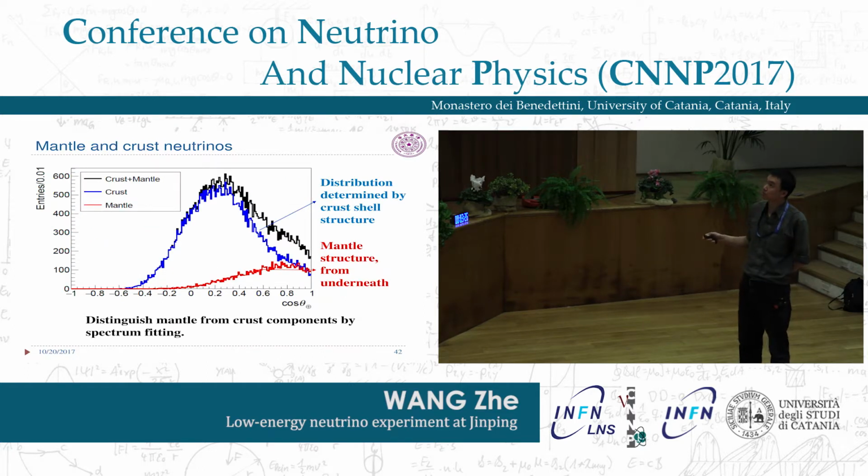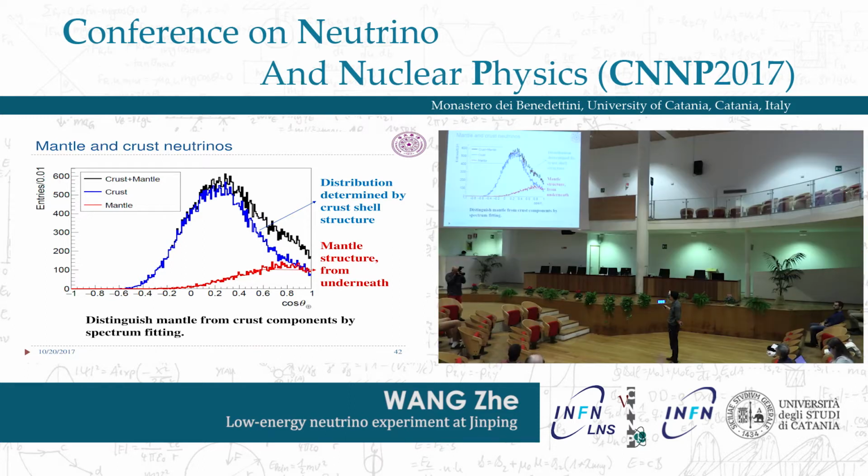Then this plot shows the projection on the cosine theta Earth. We can see where the crust neutrinos are, where the mantle neutrinos are. Usually for the current measurement, we have to rely on a lot of geology surveys, maybe 50 kilometers square around the experimental site. But if we can have this information, we can directly use one detector to do this.